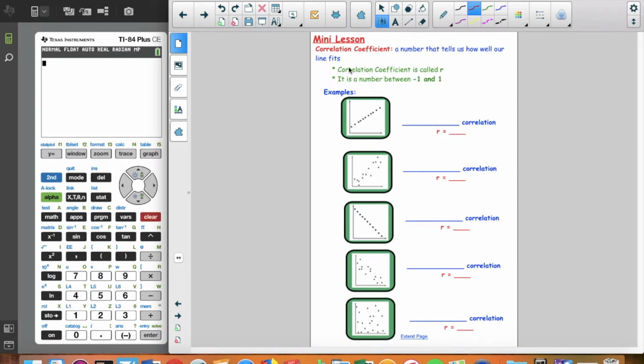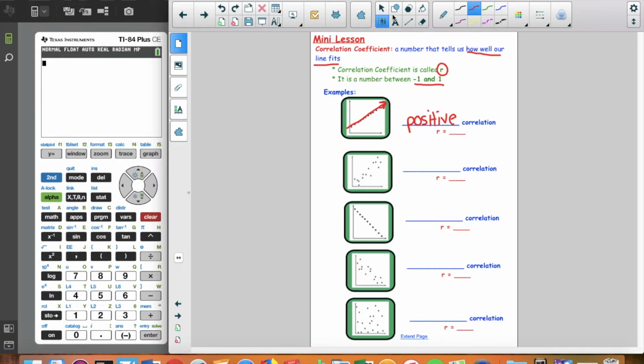So the first thing we're going to talk about is the correlation coefficient. The correlation coefficient is a number that tells us how well our line fits. The correlation coefficient is called R. That's the symbol for it. It's a number between -1 and 1. So if you have a line like this, notice the points are very close together, okay? This is a positive correlation. It's positive because the line is going up, okay?